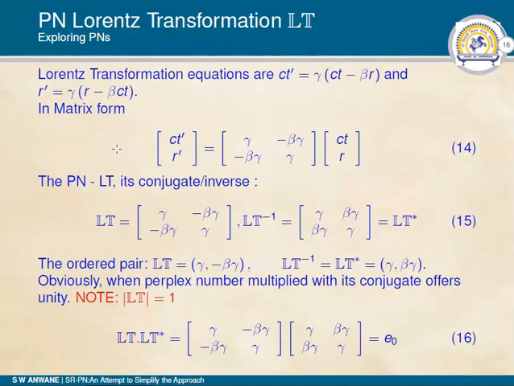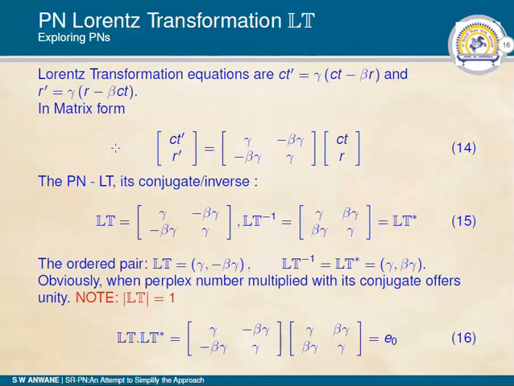Now the Lorentz transformation equations we are borrowing from special relativity, which are ct dash equal to gamma times ct minus beta r, and r dash is equal to gamma times r minus beta ct.